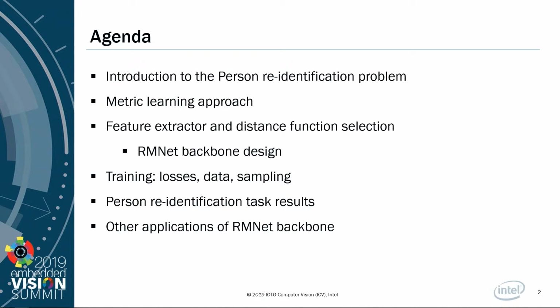And I will cover basic principles of how we build our RMNet backbone. And I will describe the training process in detail. I will talk about the loss function that we have selected, how much data we were able to collect, and how we sampled from it. And I will compare our approach with state-of-the-art approaches at the moment of paper publication.